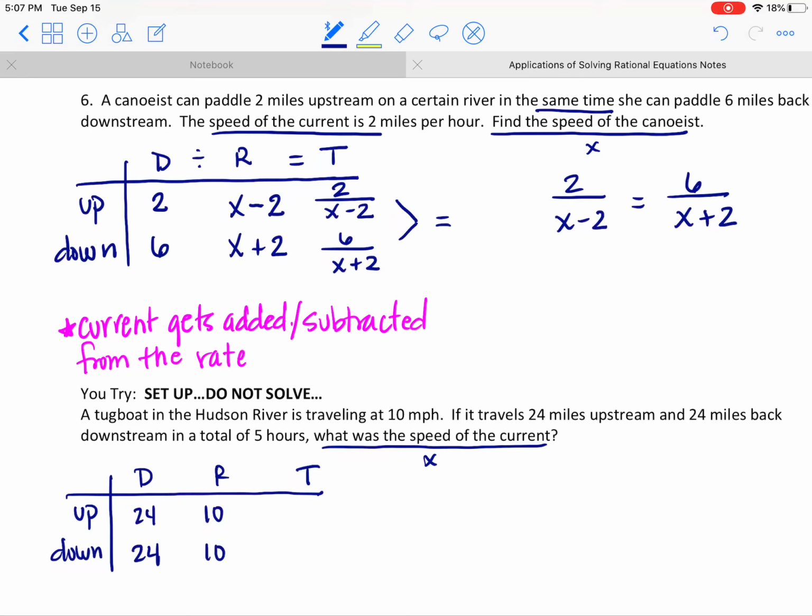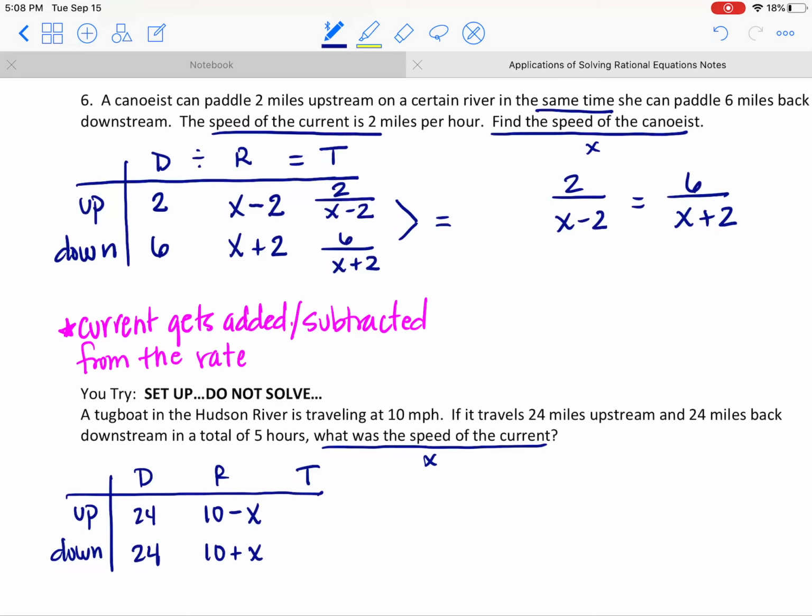But the speed of the current, what happens with the current? Well, remember upstream we subtract the current. In this case we don't know what it is, so we're going to minus x. And then downstream with the current speeding us up, so whatever that current speed is, we're going to add it here. So 10 plus x, 10 minus x.